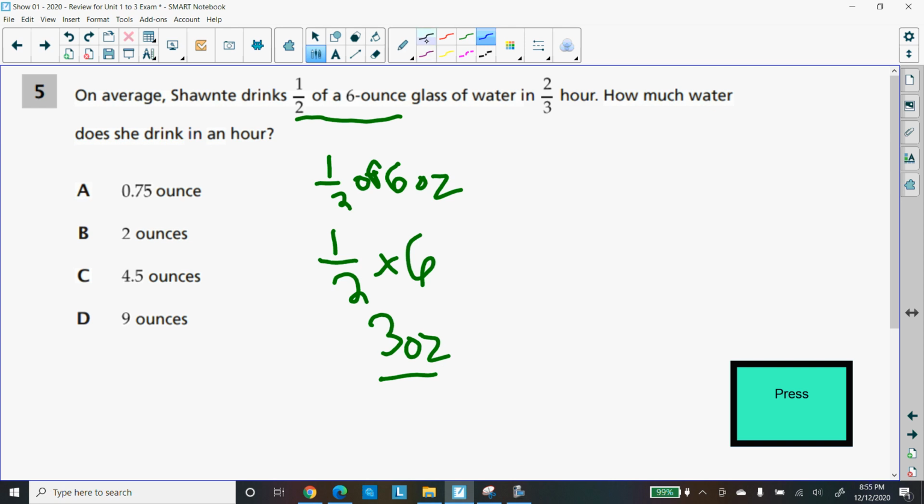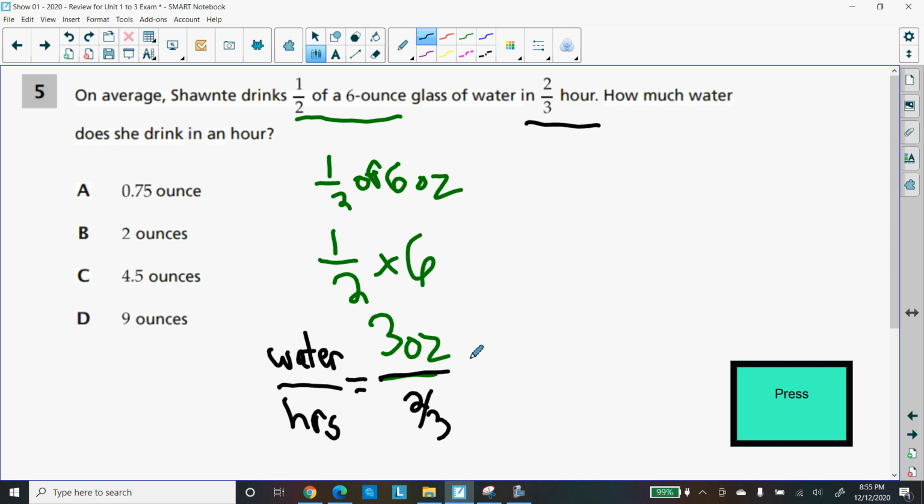Let me change color here. The 3 ounces, and this is my water. I'm going to compare that to hours. So I'm going to make a fraction. 3 ounces of water in 2/3 hour, because that's what they said right here.